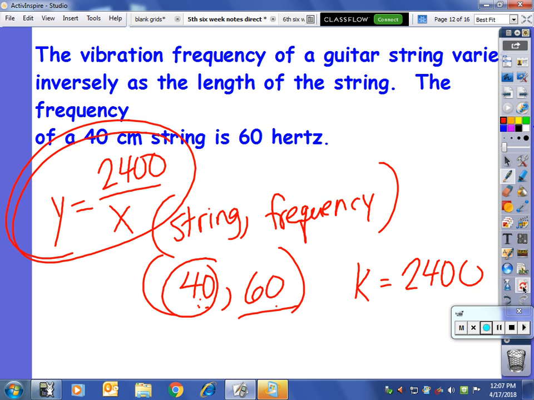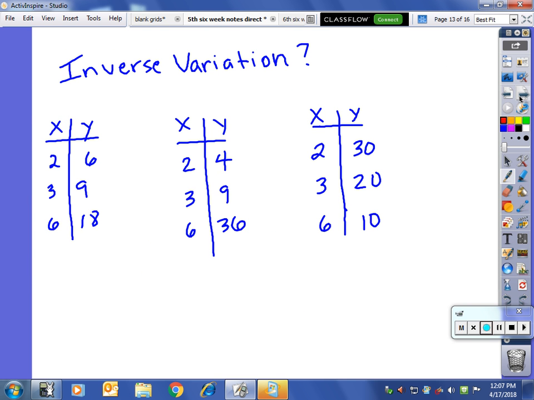Okay, now, here was the one... Oh, wait, before we get to that question. Inverse variation, yes or no? Okay, first of all, inverse variation is not linear. This is linear. How do I know it's linear? It is constant. Now, I skipped some X values.